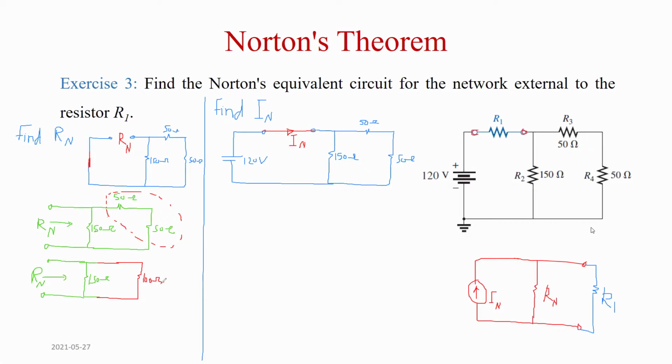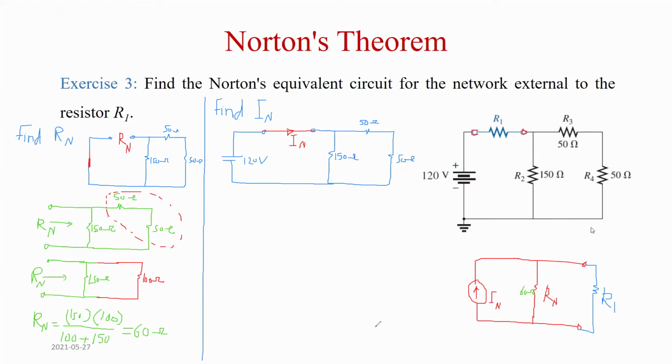Now the 150 and the 100 are connected in parallel, so basically Rn is going to be the combination of 150 and 100, so you multiply 150 times 100 divided by the sum. This is an easy way to find the total resistance. If you have two resistors, you just multiply, you divide by the sum. So this is going to give you 60. So I found this is 60 ohm.